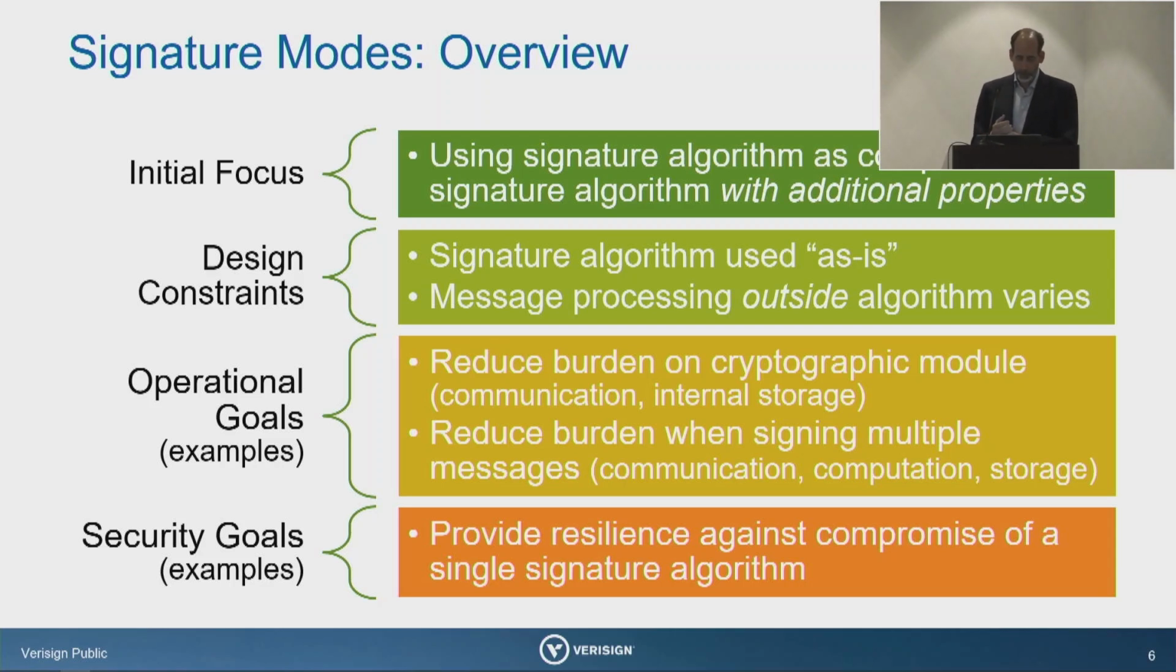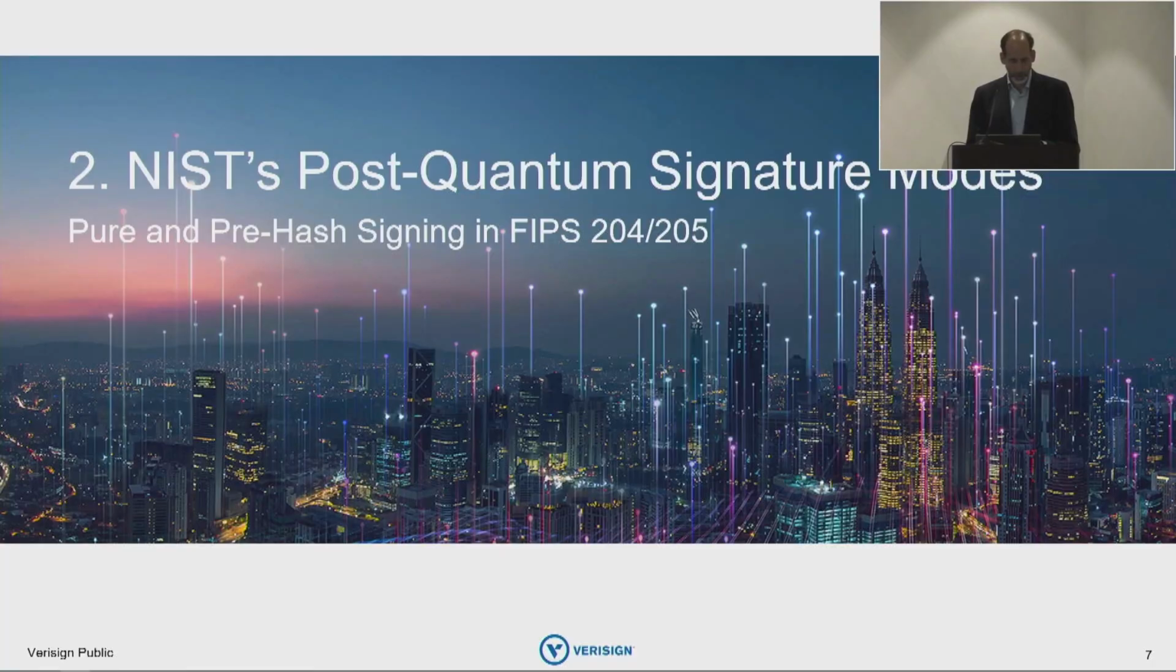You might want to reduce the burden when you're signing multiple messages. If each and every one requires a signature operation, then that increases the size, increases the amount of compute, and maybe you could sign multiple messages, and I'd also consider that a mode, the mode that combines multiple messages into a single underlying component or underlying call to the signature algorithm. And there might be some security goals. The hybrid composite case is one where you're looking for resilience against compromise of a single signature algorithm. So these are the general goals and motivations.